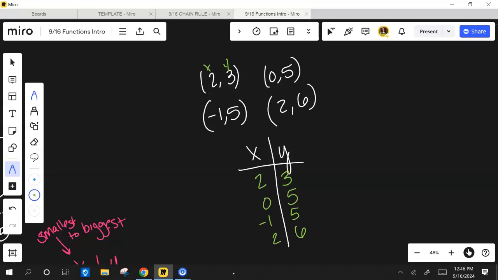All right, start with this point. 2, 3. 0, 5. -1, 5. Even though these have the same value, I still got to put it in there. 2, 6. See how both of these have a 2, but I still have to put it in there. I think that was the mapping one. I think that's what you're thinking, because we're only going to put them.